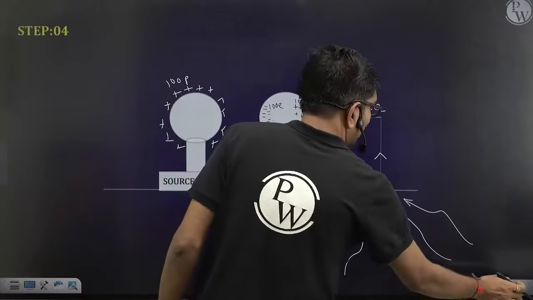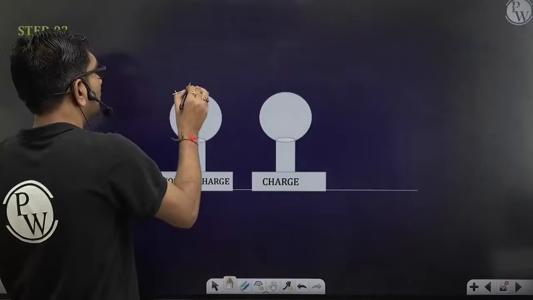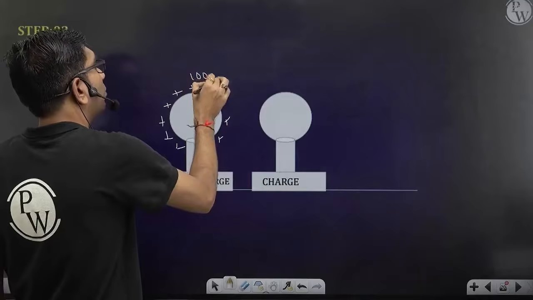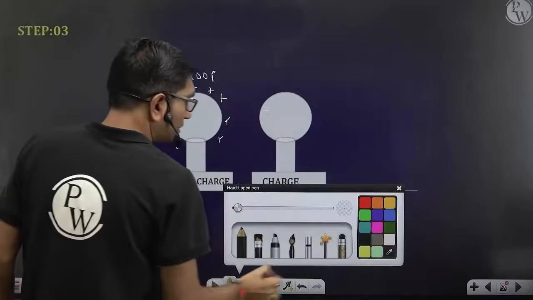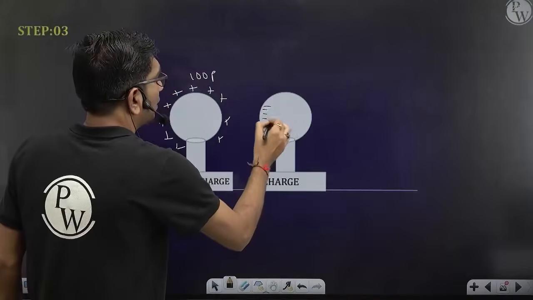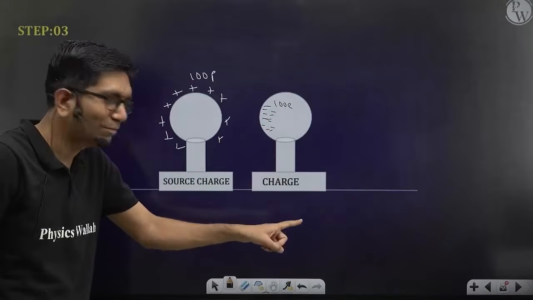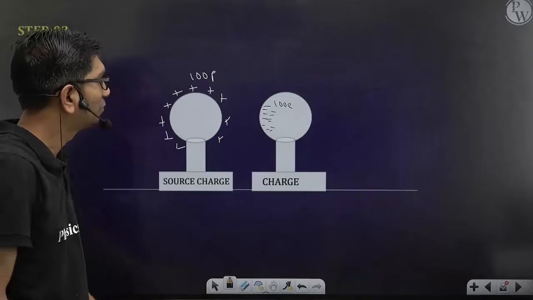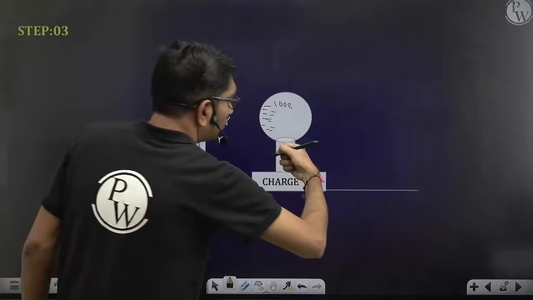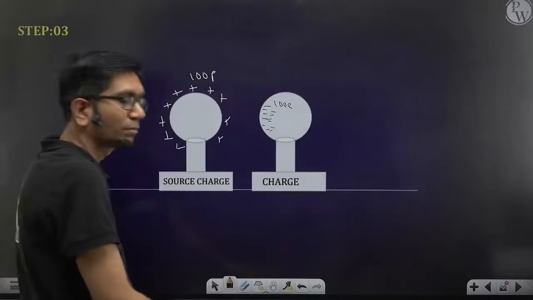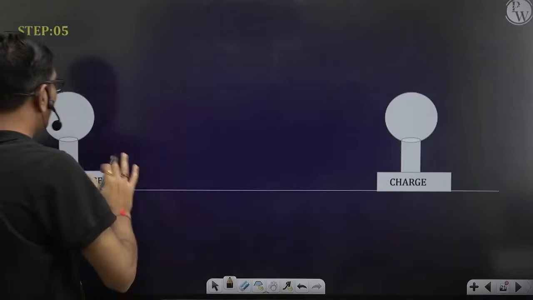So finally, what did you get? 100 protons and 100 electrons are crowded here. Correct, 100 electrons are crowded here. So finally, it becomes the charged body. Now I am catching this one and separating these two. In the next step, I have separated this one.